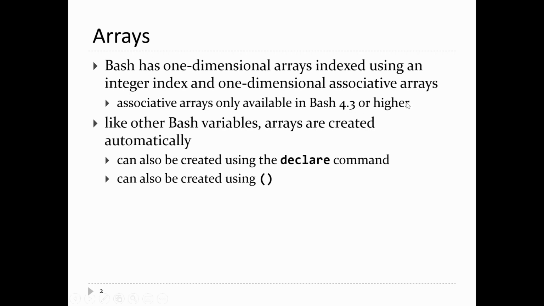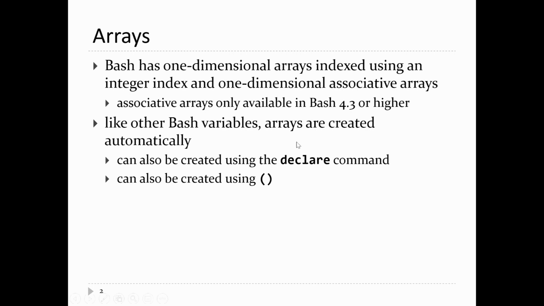Now, the associative arrays are only available in Bash 4.3, which is not that new. But if you're using a Mac, your Mac is probably on Bash 3 point something, 3.2 or something like that. So you won't have them on your Mac unless you upgrade Bash. So I'm actually not going to talk about associative arrays. We're just going to use the indexed ones. But even the indexed ones, you should probably think of them as being associative arrays where you're using an index to access elements of the array. You'll see why I say that in a second.